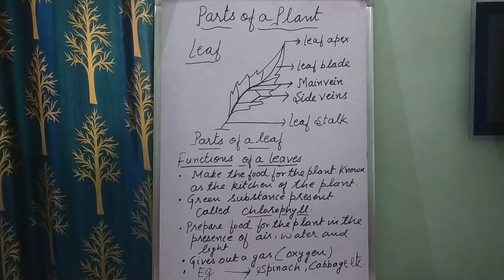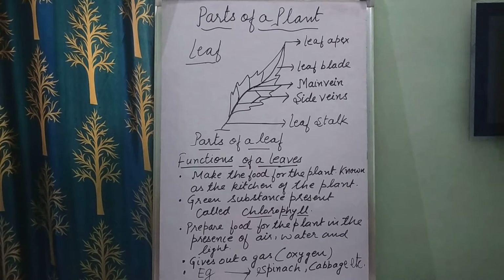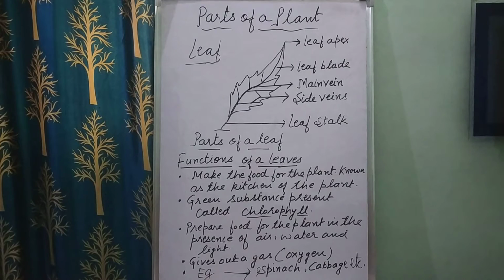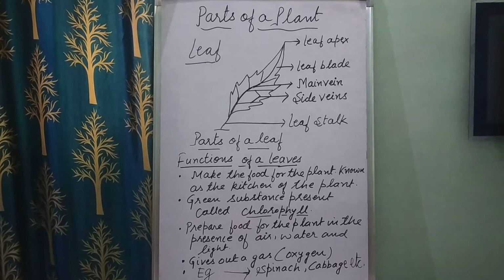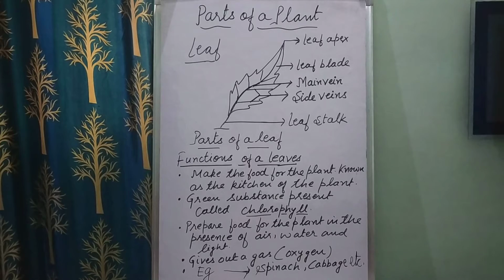First, you should know something about a leaf. See children, the leaf is the most important part of the shoot. Look at the diagram where I have done the labeling. See the first one, that is the leaf apex. So what is this leaf apex? The tip of the pointed leaf is called the leaf apex.